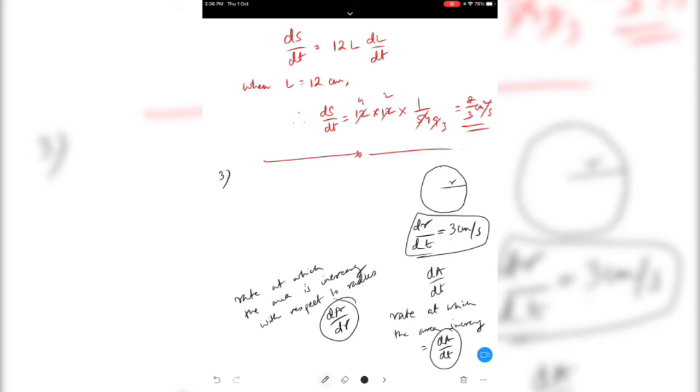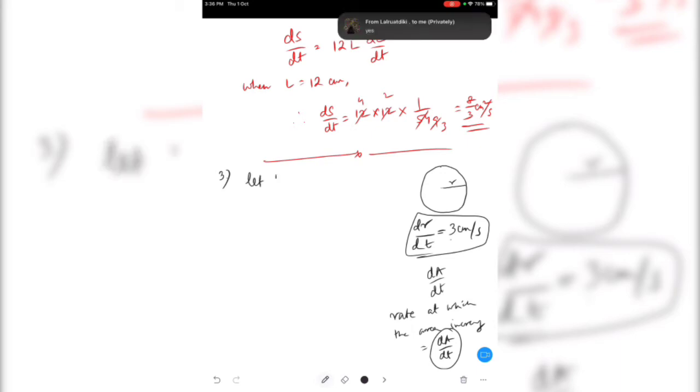This is a very, very important concept. So in question number 3, they haven't told you with respect to anything. So it means you have to find dA/dt. Everyone clear? Yes or no?